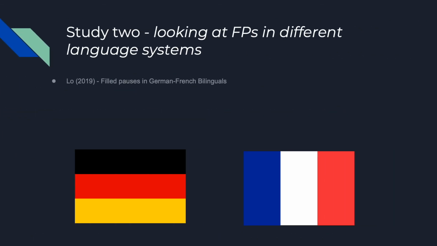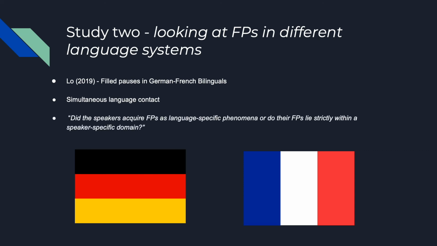The second study was a study undertaken by Justin Lowe in 2019, looking at German and French bilinguals, where speakers acquired the language at the same time. The study asks, did the speakers acquire FPs as language-specific phenomena, or do their FPs lie strictly within a speaker-specific domain?